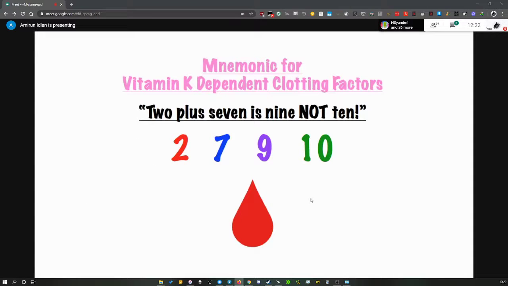So this is a mnemonic that you must remember for this presentation. It is very important in our coagulation cascade. It is important for factor 2, which is prothrombin, 7, 9, and also 10. So this is an easy mnemonic. And this mnemonic is also useful for warfarin, which is also known as anti-vitamin K.